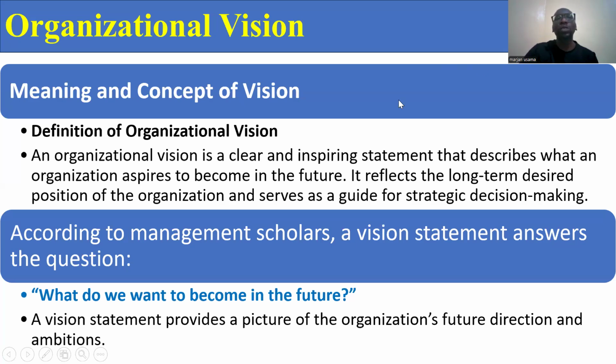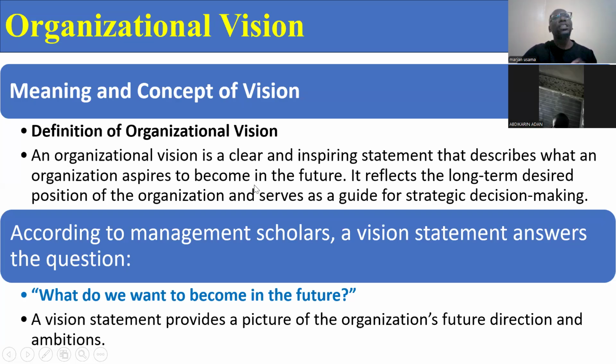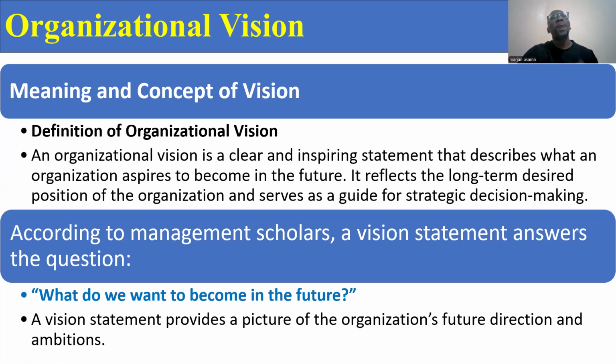So number one, let us start with the vision. So when you're talking about ar-ru'ya, what do we mean by vision? What is the meaning of vision? So ar-ru'ya or vision is a clear and inspiring statement that describes what an organization aspires to become in the future. Aspires to become in the future. What do we want to achieve in the future? How do we want to look like in the future? So it reflects the long-term desired position.